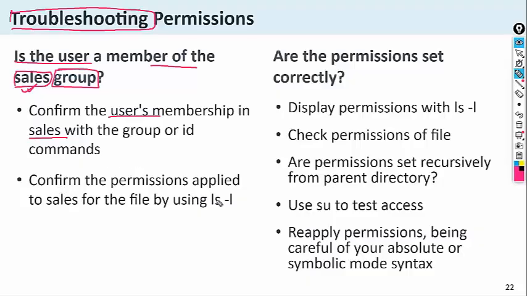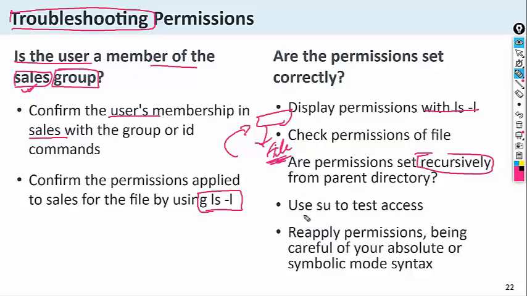Another is to check the applied permissions by using the ls -l option. If the permissions are correct, then check their permissions, and also check whether they are set recursively. Recursively means if the parent folder has any permission, it will be applied on the file itself.